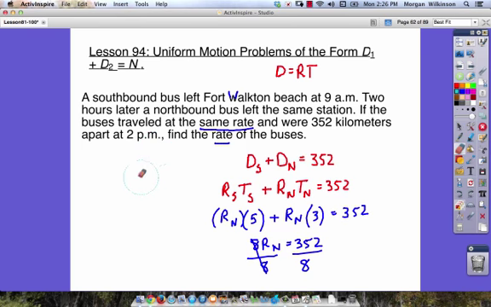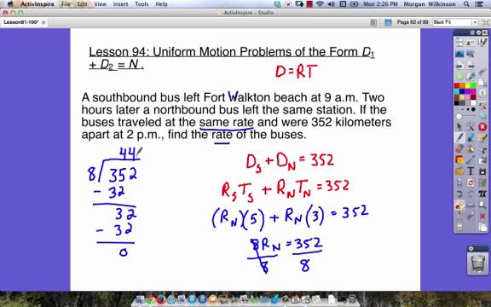Okay, let's solve this last piece. We have 352 divided by 8. Well, 8 is going to go into 35 4 times. 8 times 4 is 32. That gives us 3 left over. We bring down our 2. Perfect. 8 goes into 32 4 times. That's 32 with nothing left over. We've got our final answer. The rate of the northbound bus equals 44. And in this problem, it's kilometers per hour, since we're talking about the hours. So 44 kilometers per hour.